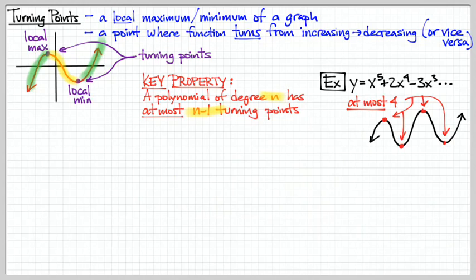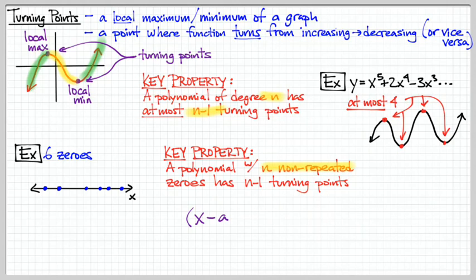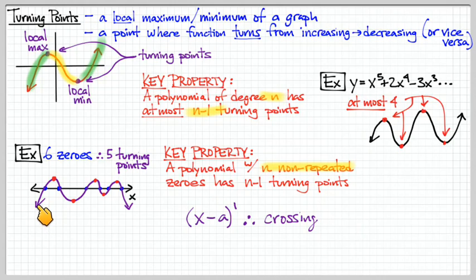Another property. A polynomial with n non-repeated zeros. This is what I mean by non-repeated: remember when we have a factor x minus a, if it's to the 1st power, it's not repeating. So in this case, all the zero behaviors are crossing behaviors. If that's the case, then the only way to get these zeros is if it goes up, down, up, down, up, down, which creates, in this case, exactly 5 turning points. So the theorem says if there are n non-repeating zeros, there have to be exactly n minus 1 turning points.